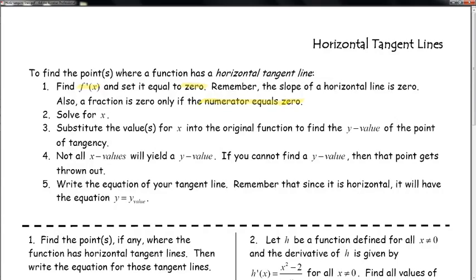to 0. And you're going to solve for x, and once you have x, you want to substitute your x into the original function, and you want to find that y value. Once you find that y value, you can just go ahead and write y equals whatever that y value is, because a horizontal line is y equals whatever that y coordinate is. You have to be careful because not all x values yield a y value. If you don't get a y value, then just go ahead and throw it out.